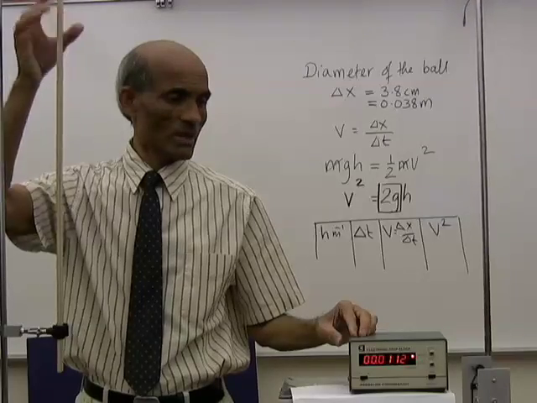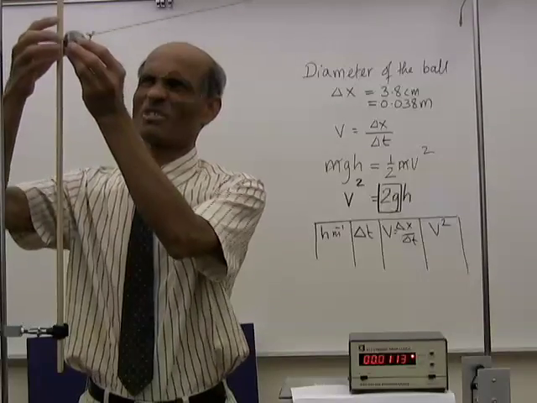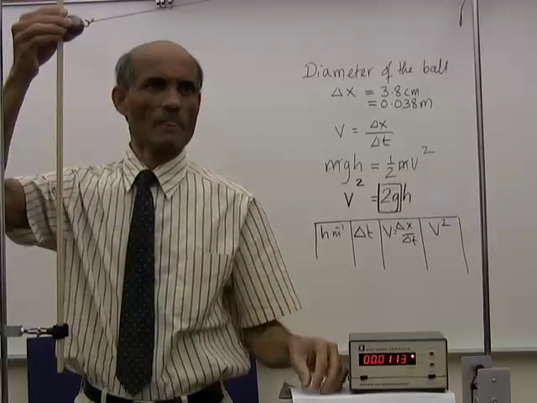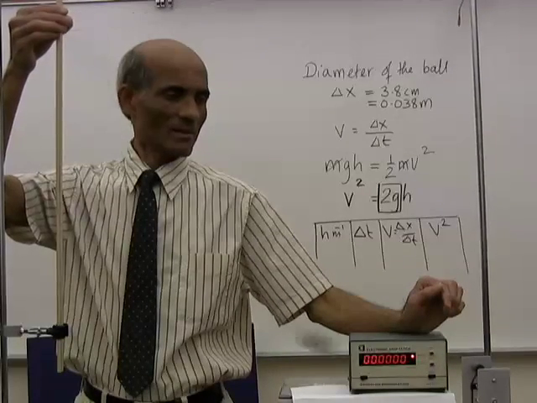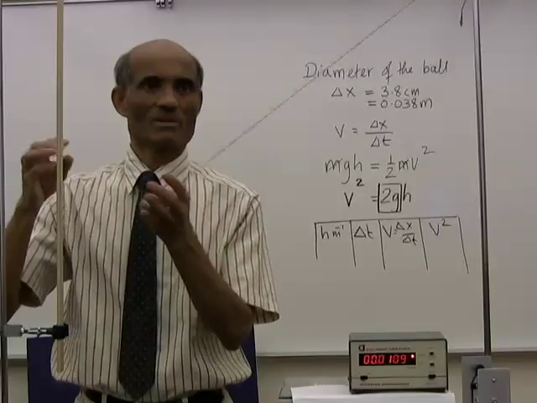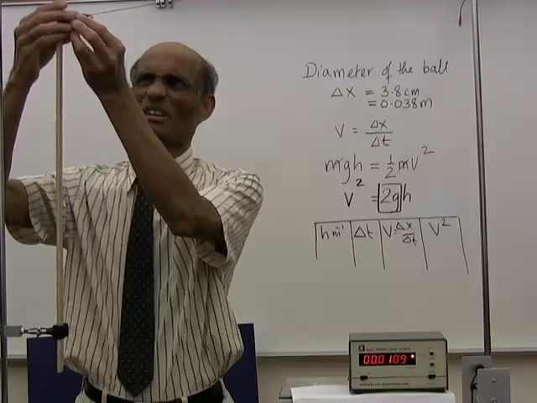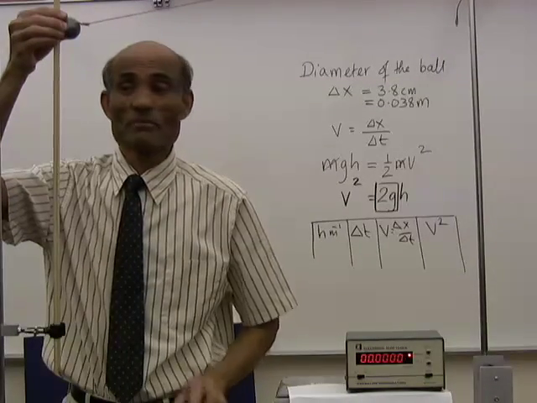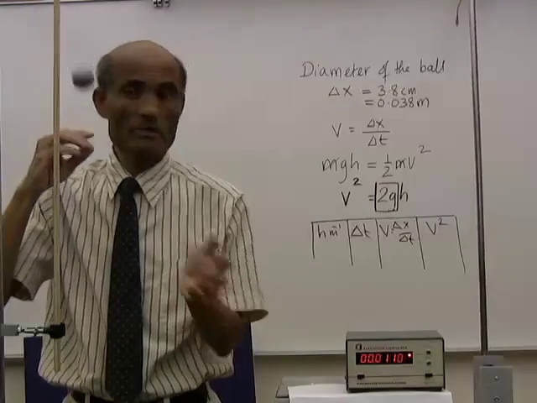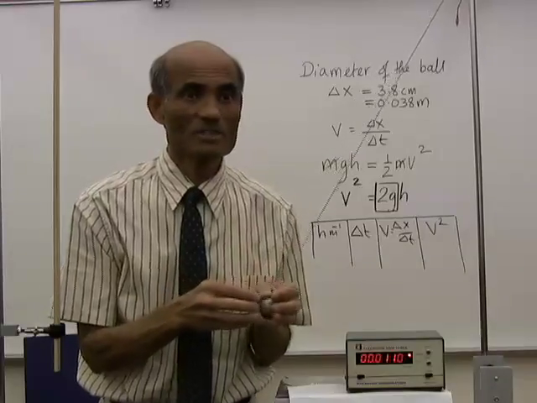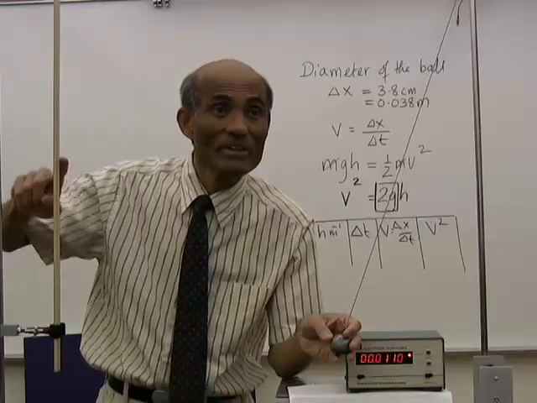Let it go. There we go. 0.0113. Let's try one more. Second trial. There we go. 0.0109. Alright, that looks good. One more trial from this height. Let's see if it's going to work. Alright, let it go. There we are. Okay, that's 0.011. Alright, now we have, I think, about 11 heights.